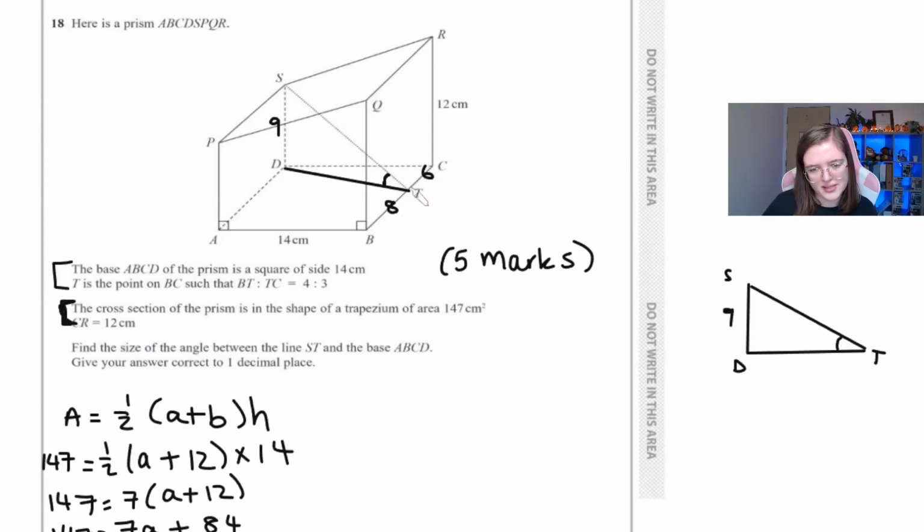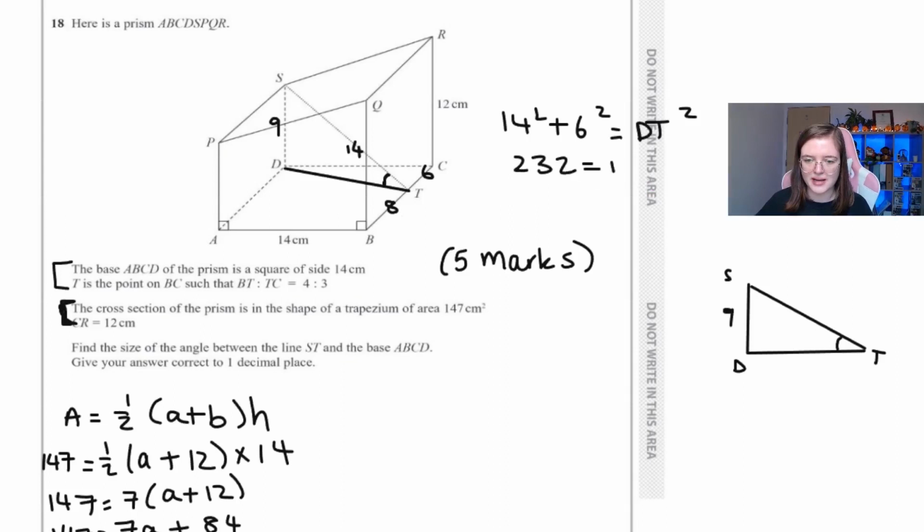If I know that this length here is 6, this one on the back is going to be 14 because it's a square all the way around. So I can use Pythagoras. 14 squared plus 6 squared is that squared. So 14 squared plus 6 squared equals DT squared. Let's work that out: 14 squared plus 6 squared is 232, and that is DT squared. If I square root that, I get DT, which I'm going to leave as 2 root 58 for now, because the decimal is annoying.